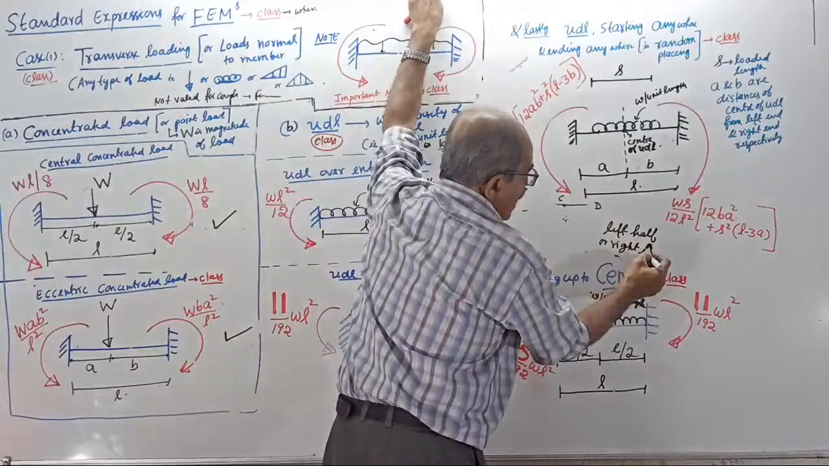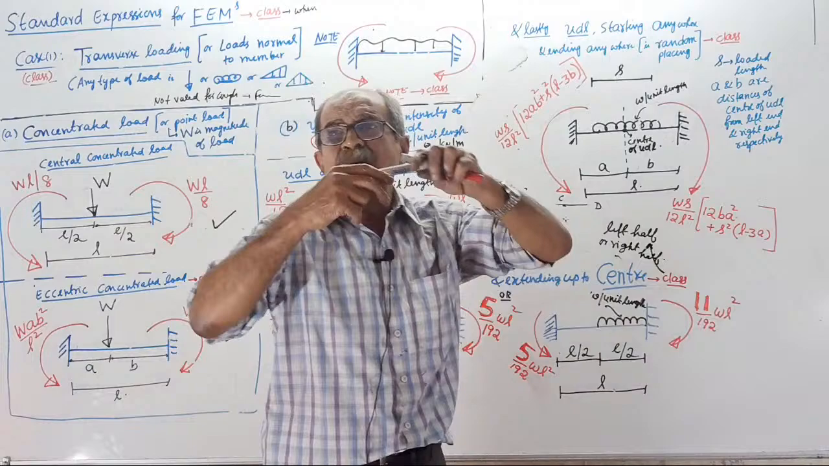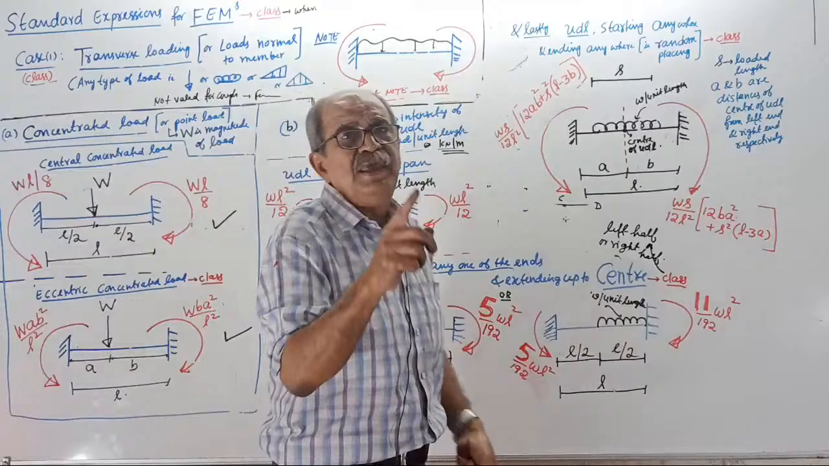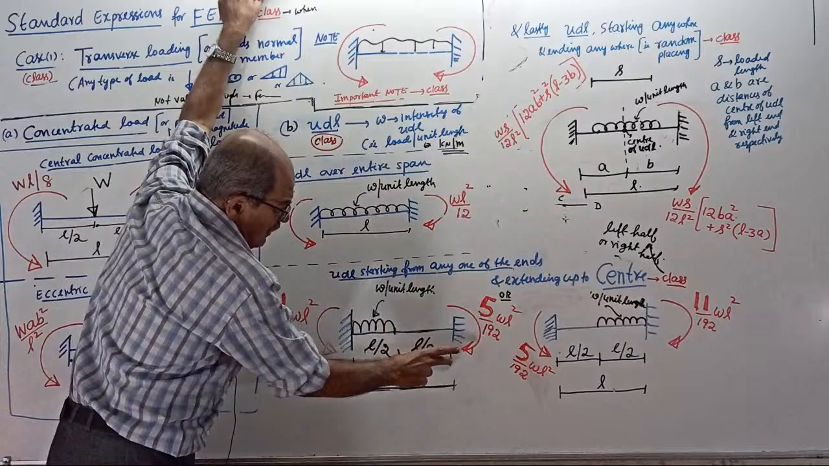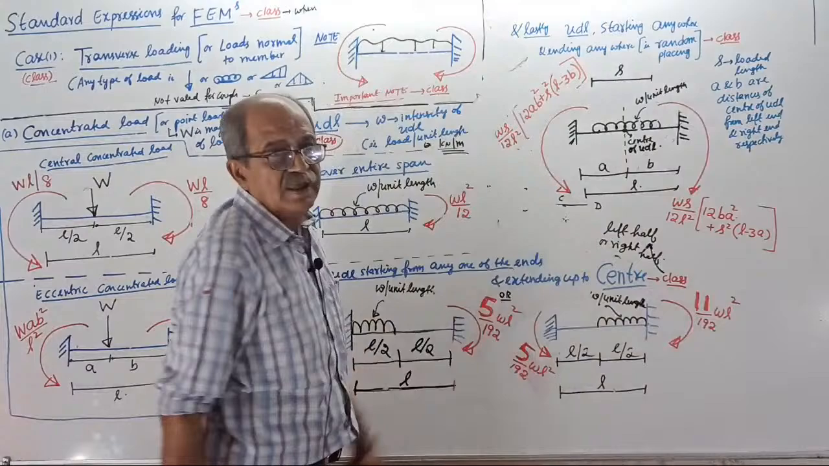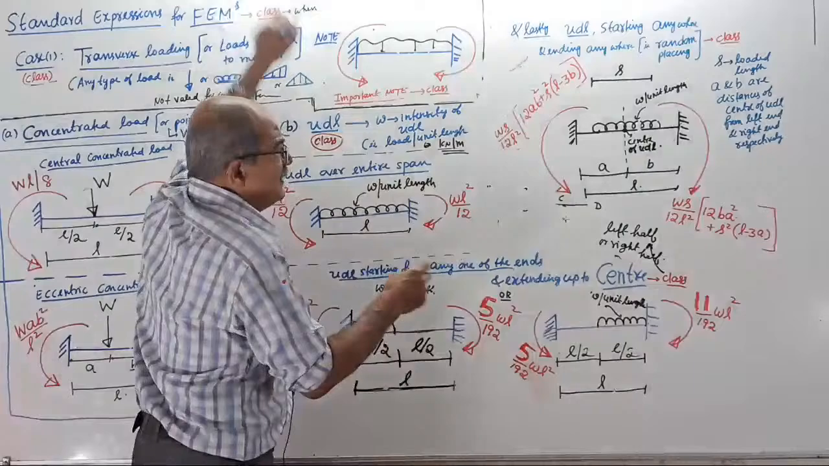Either start from the left side, or the right. Left half means what? Full beam, left side half, right side half. Suppose the UDL length is L by 2, but it is there after a gap, then it is not the standard case. So either starting from here up to the center, L by 2, or starting from here up to the center, L by 2. Okay. Now, the formula.